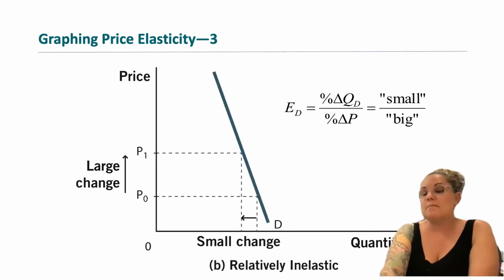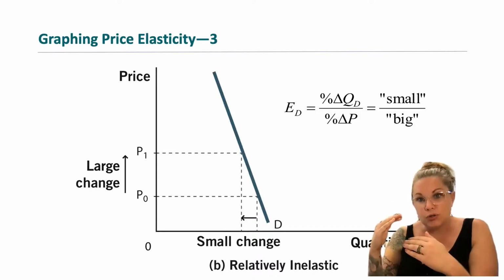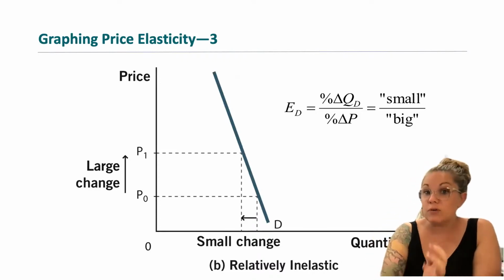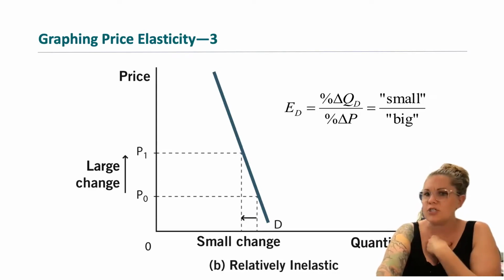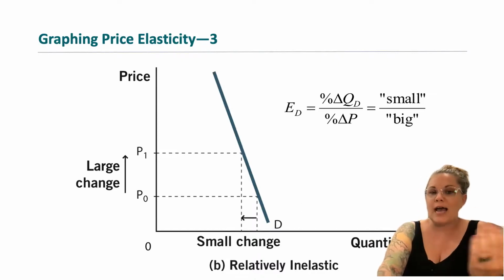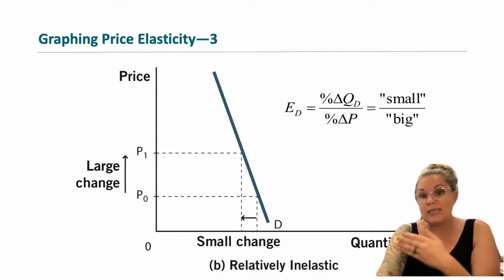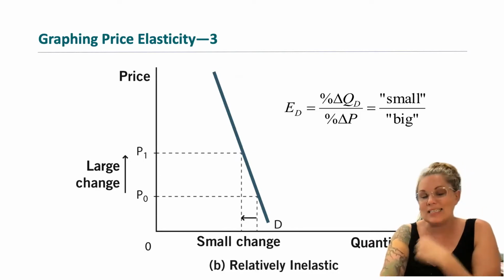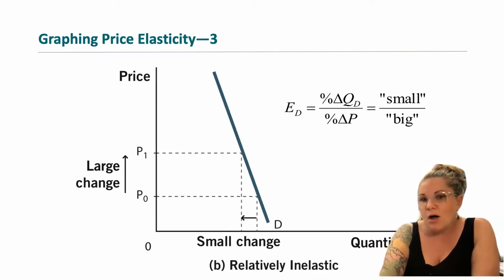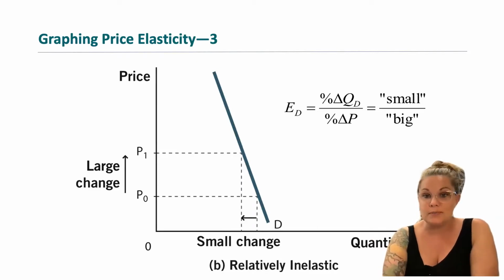If we have small quantity changes in response, meaning that when we compare the two, the price change itself was kind of big, and then the response by buyers in terms of changing their buying behavior was rather small, that means that we're going to have a number that falls somewhere between 0 and 1. And this is where we would call this inelastic, where we have small quantity changes. And so that makes the demand curve pretty steep.